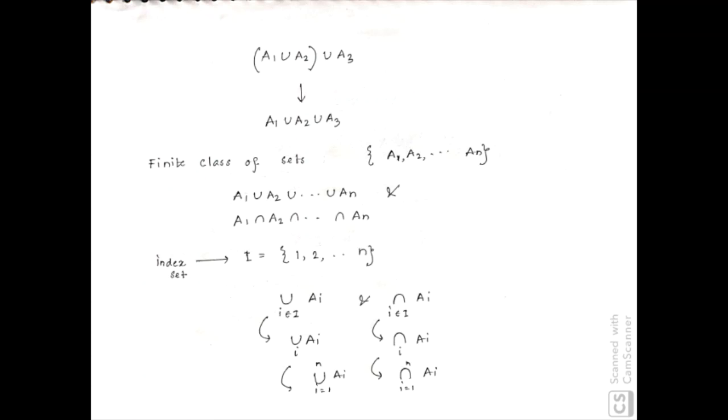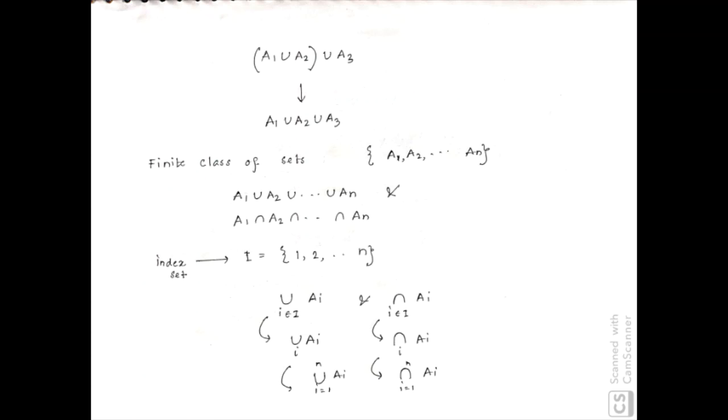And the formation of unions and intersections are related by De Morgan's law. They are very important laws. This law states that if you take the complement of the union of two sets, it becomes the intersection of the complement sets. That is, (A union B) whole complement is equal to A complement intersection B complement.